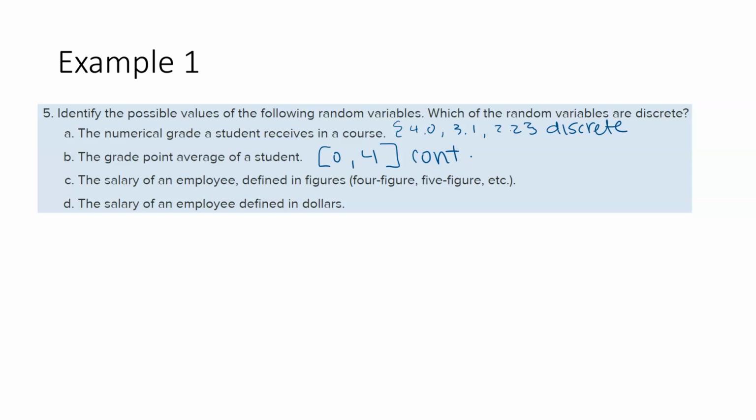If we're talking about 4 figures, 5 figures, I guess it could be 6 figures, 7 figures, wouldn't that be nice? 8 figures, right? We can count these. These are discrete values that we can count. But the salary of an employee defined in dollars is any value all the way to infinity, right? It could be with cents, it could be whole numbers. It's continuous. There's an uncountable number of options there.